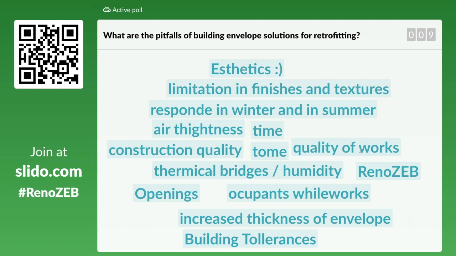Time. There's double time. Yes, let's say that with RenoZEB, reduce the time on site is the key element we want to introduce, because we know that on-site activities are cost expensive, and the cost is also a matter of time. So absolutely, you see the final solution. Okay, increase thickness of envelope for sure. Okay, now I move on the next slide.